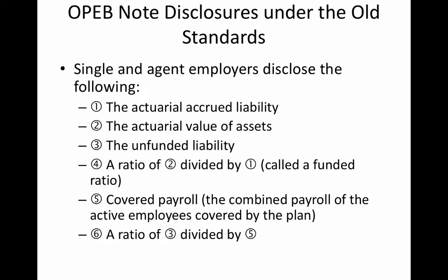Single and agent employers will disclose the following about their OPEB: the AAL, the actuarial value of assets, and then the unfunded liability, and then a funded ratio, the ratio of the value of assets divided by the total liability. It's comparable to the asset sufficiency ratio under the new standards. They will show covered payroll and then a ratio of the unfunded liability divided by covered payroll.